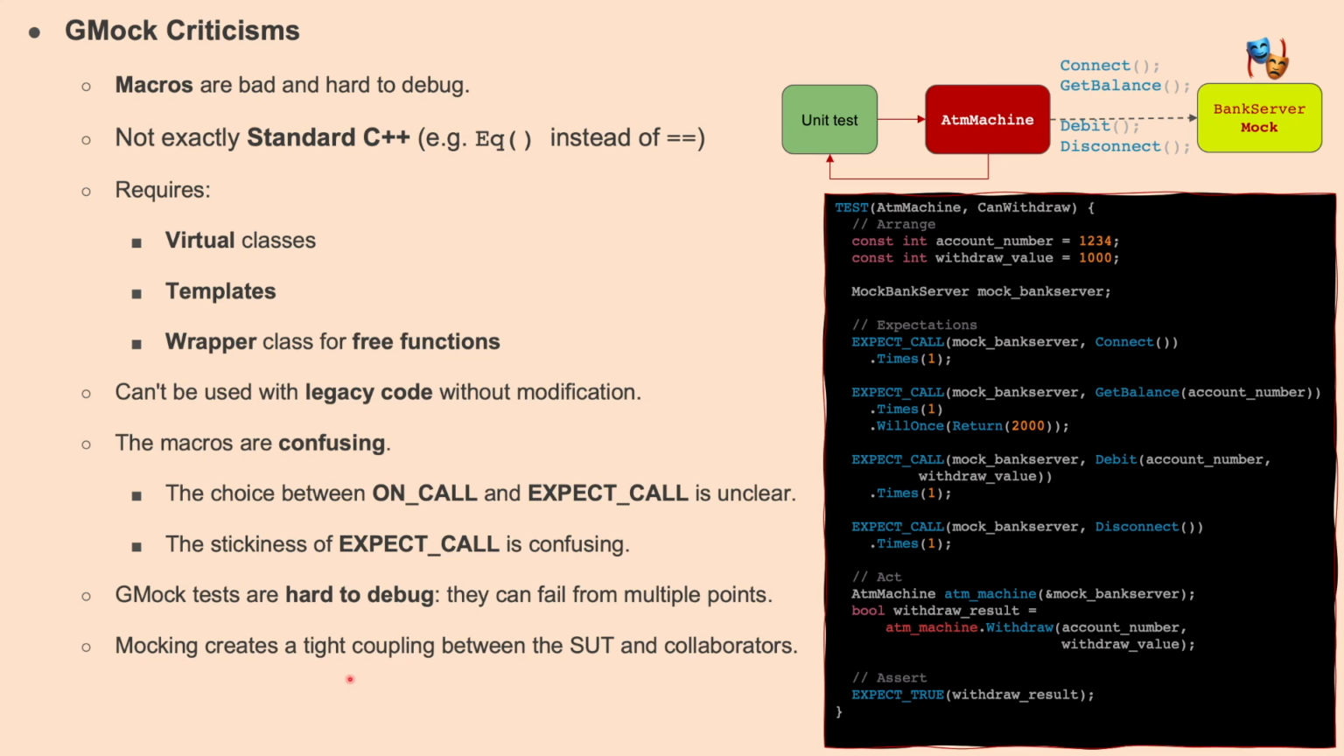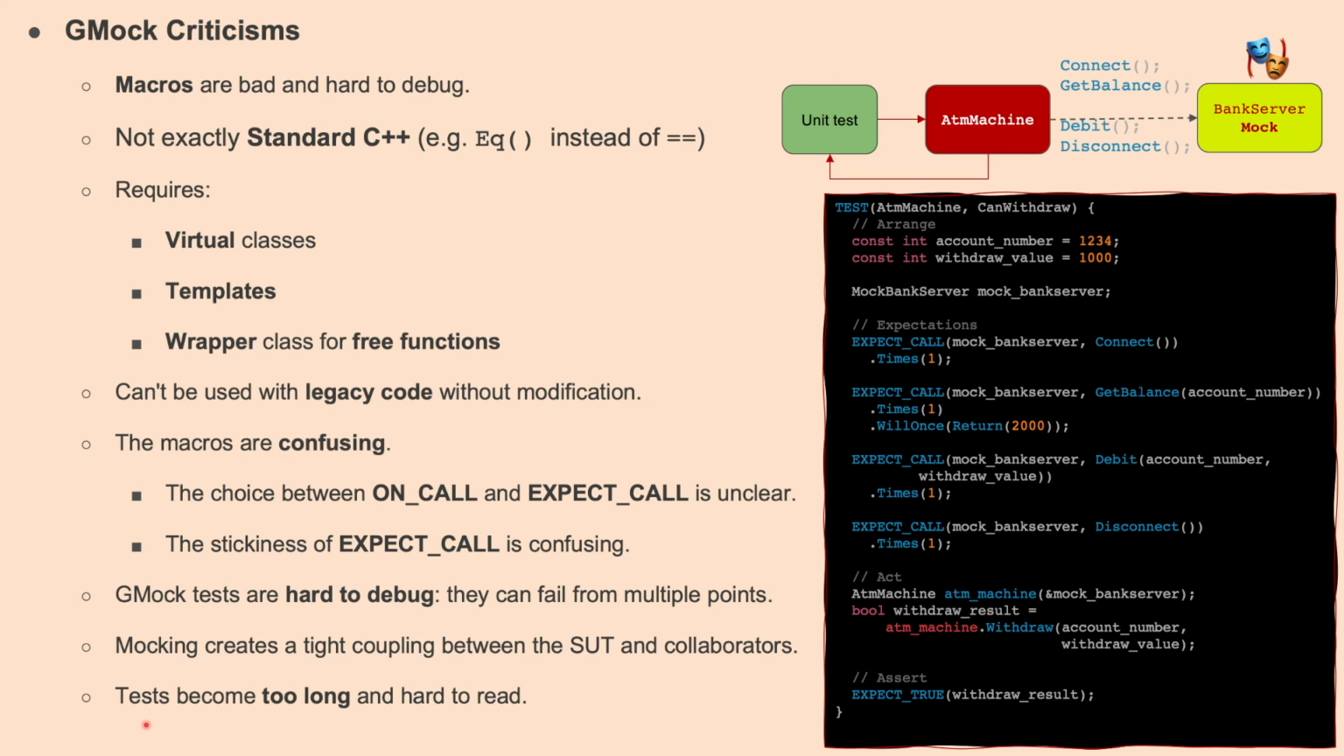Next, mocking creates a tight coupling between the system that you're testing and its collaborators. For example, in this test, we require the ATM machine to call these APIs. And if for any reason you change your system in the future, then you have to come back to this test and fix it. And it's even worse because it's not just one test, you have a whole test suite to fix, and that is, again, not fun.